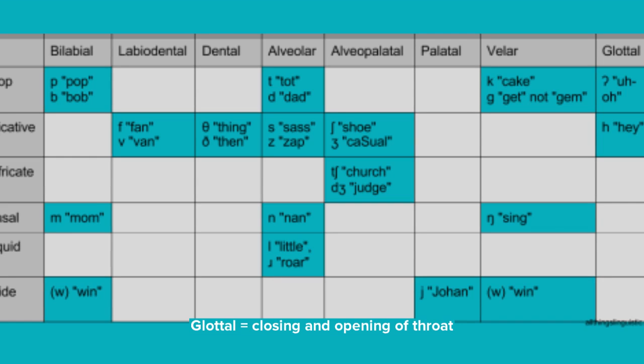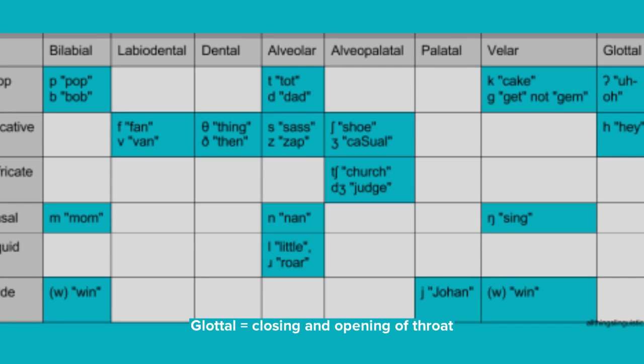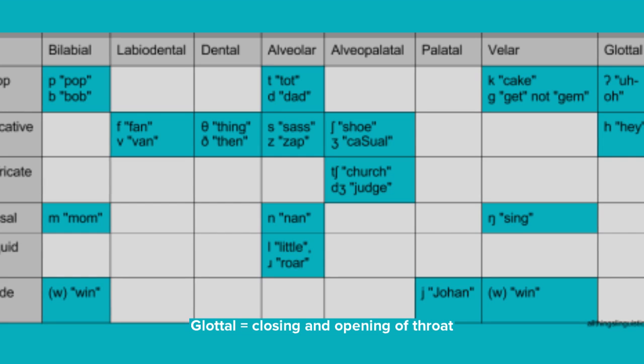Glottals are where you use your actual voice box or your glottis to make a sound. So in English, there's only one that has a spelling, and that would be h for hey. But there's also a sound we say but don't really write. Like uh-oh. You can feel your throat closing and opening. Uh-oh.